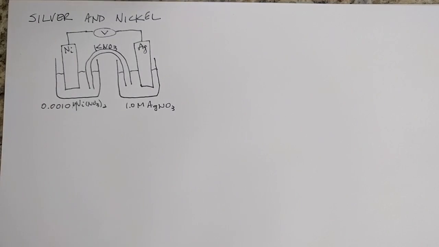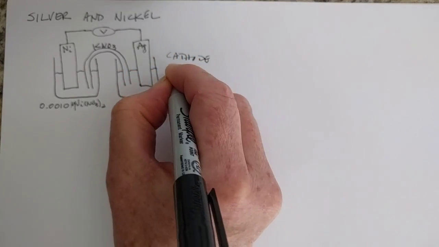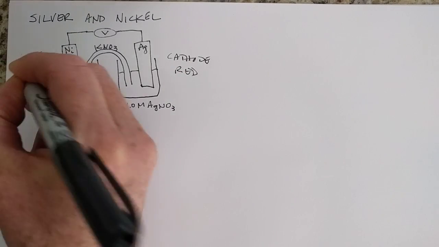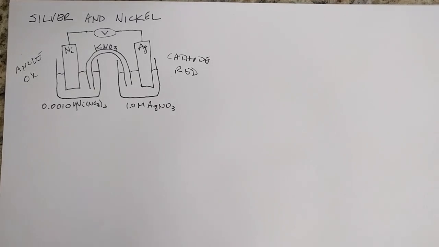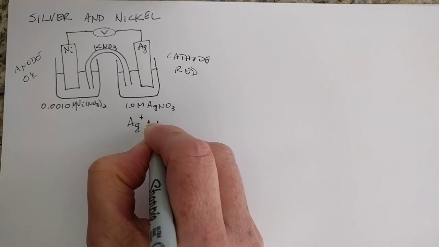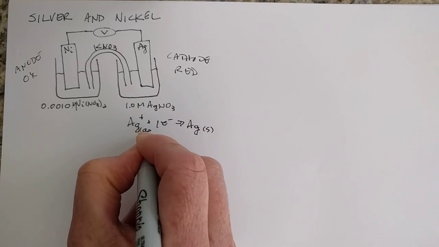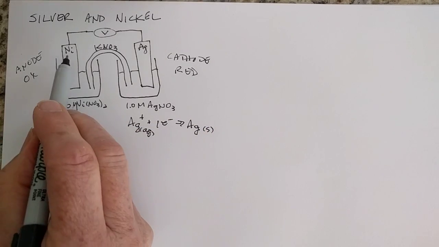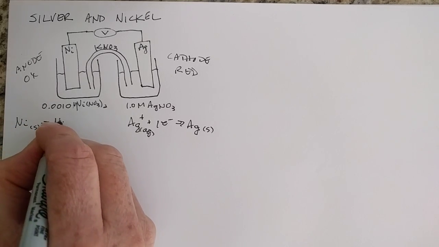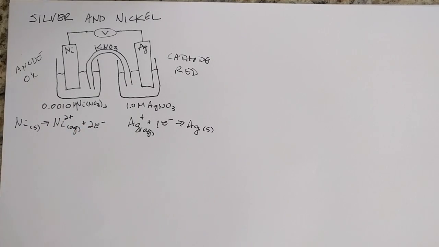All right, so the silver gets reduced, so that means that this is our cathode compartment where we have our reduction, and then this is our anode compartment where we have the oxidation. So our half reactions for the reduction, we have Ag+ plus 1 electron gives us Ag solid, that's aqueous, of course. And then for our oxidation, the nickel metal, Ni solid, goes to nickel ions, aqueous, plus 2 electrons.